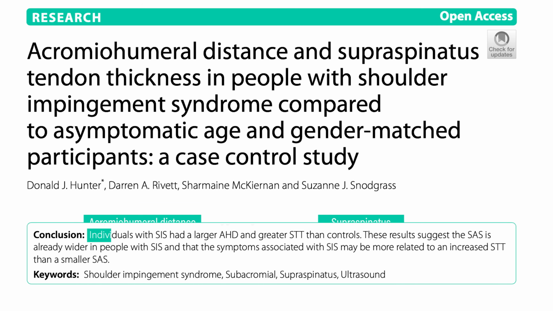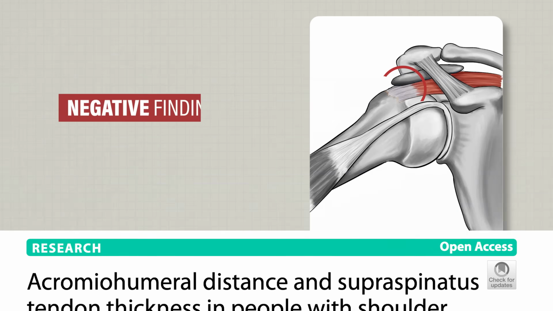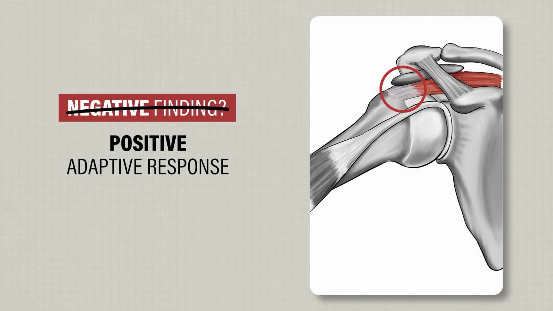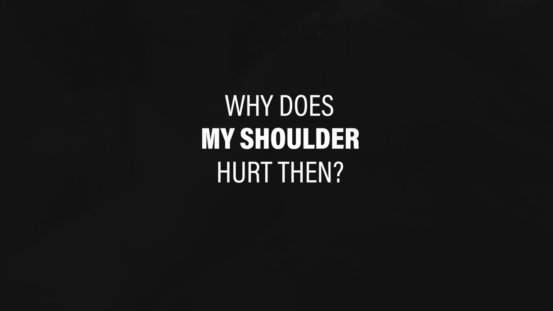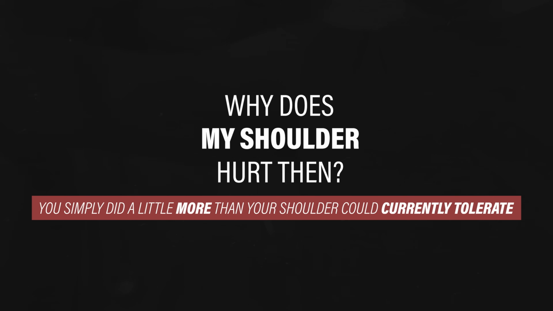Earlier I mentioned that supraspinatus tendon thickening is a common finding in those with shoulder pain, as opposed to a smaller subacromial space. While often perceived as a negative finding, tendon thickening may be considered a positive adaptive response during periods of excessive loading, acutely or chronically. Therefore, one component of the answer to the question, why does my shoulder hurt then, might be that you simply did a little more than your shoulder could currently tolerate.